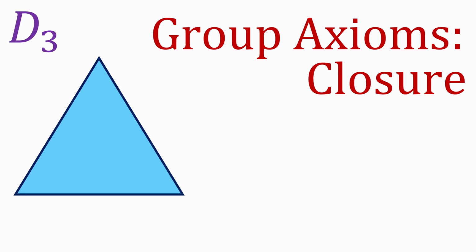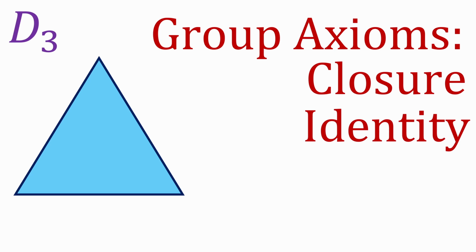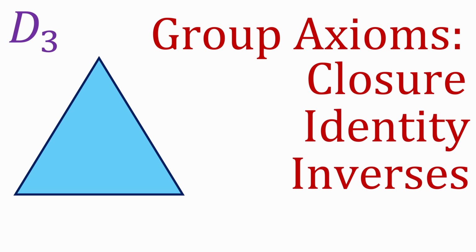A group also requires an identity. This is the do-nothing symmetry. Finally, we need inverses. Every symmetry must have another symmetry which undoes it. The reflection symmetries each undo themselves, so they're self-inverse. The 360-degree rotation is self-inverse, because doing nothing twice leaves you where you started. And the 120-degree and 240-degree rotations are each other's inverses, as they undo each other. Since this collection of symmetries obeys all 3 of these properties, they form a group.